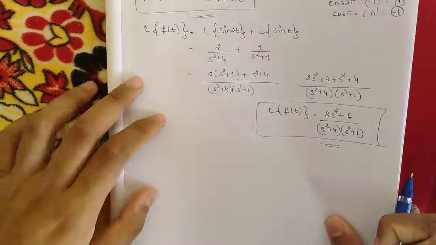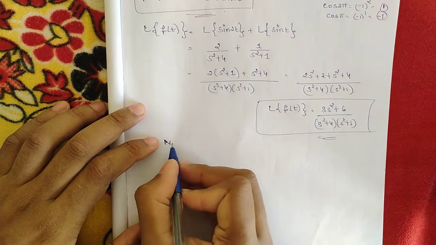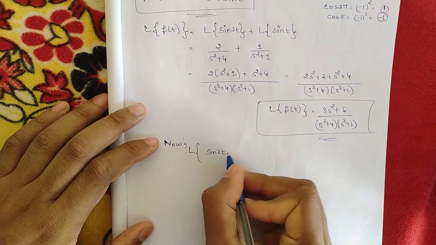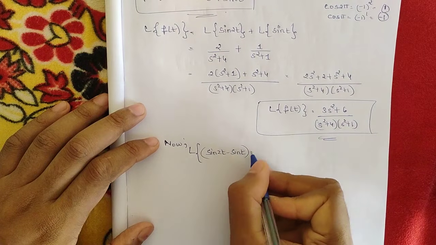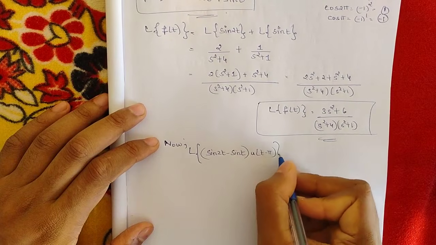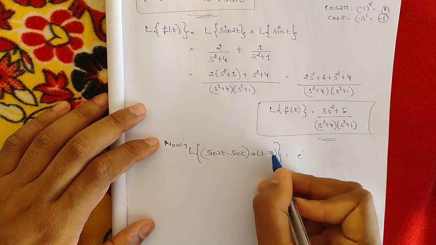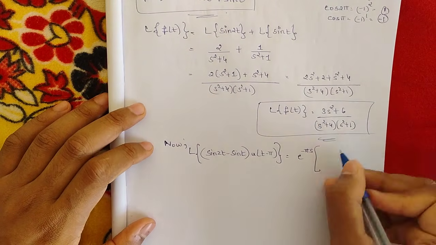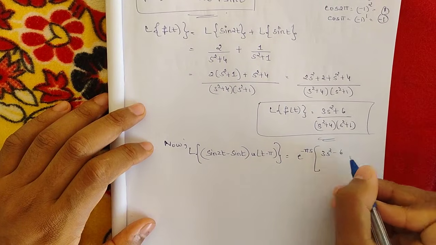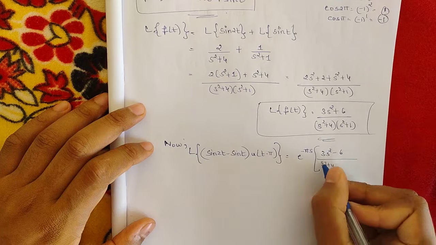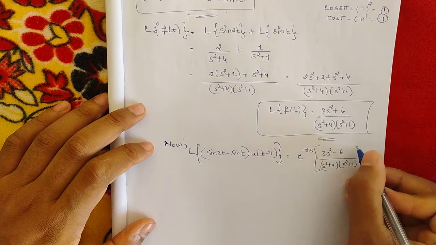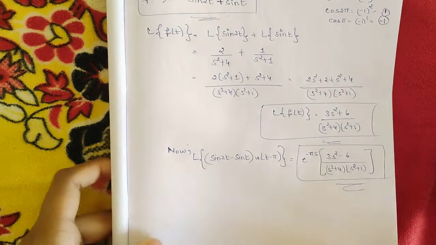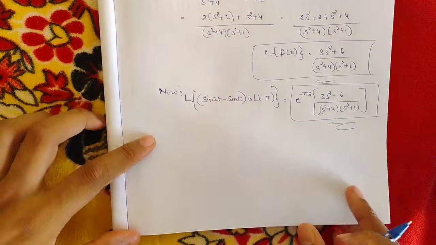Okay, so therefore according to the first property, the Laplace transform of sin 2t minus sin t into u of t minus pi is equal to e to the power minus a s. In place of a we are having pi, so e to the power minus pi s into whatever we have got for L of f of t, that is 3s square plus 6 divided by s square plus 4 into s square plus 1. Okay, so this is the answer for the second case. Now one more case is pending, the third case. After that you should be summing up all the answers which you have got.